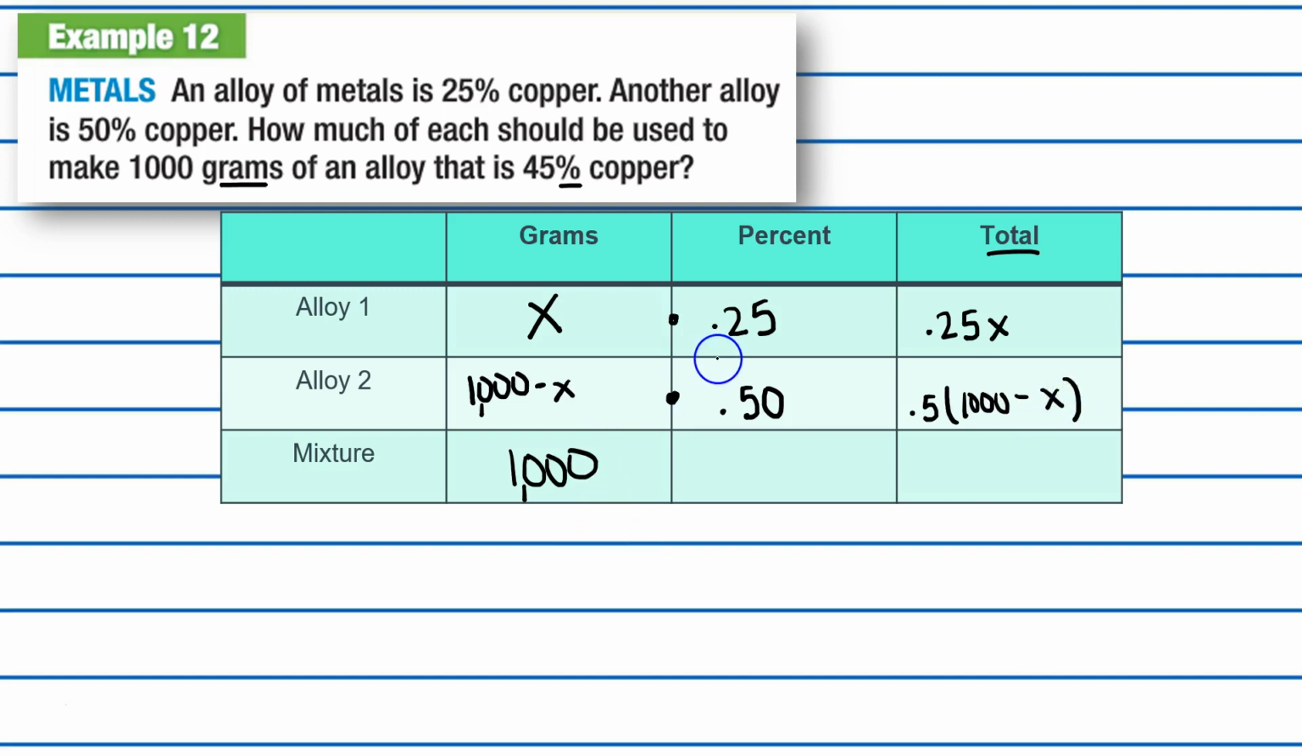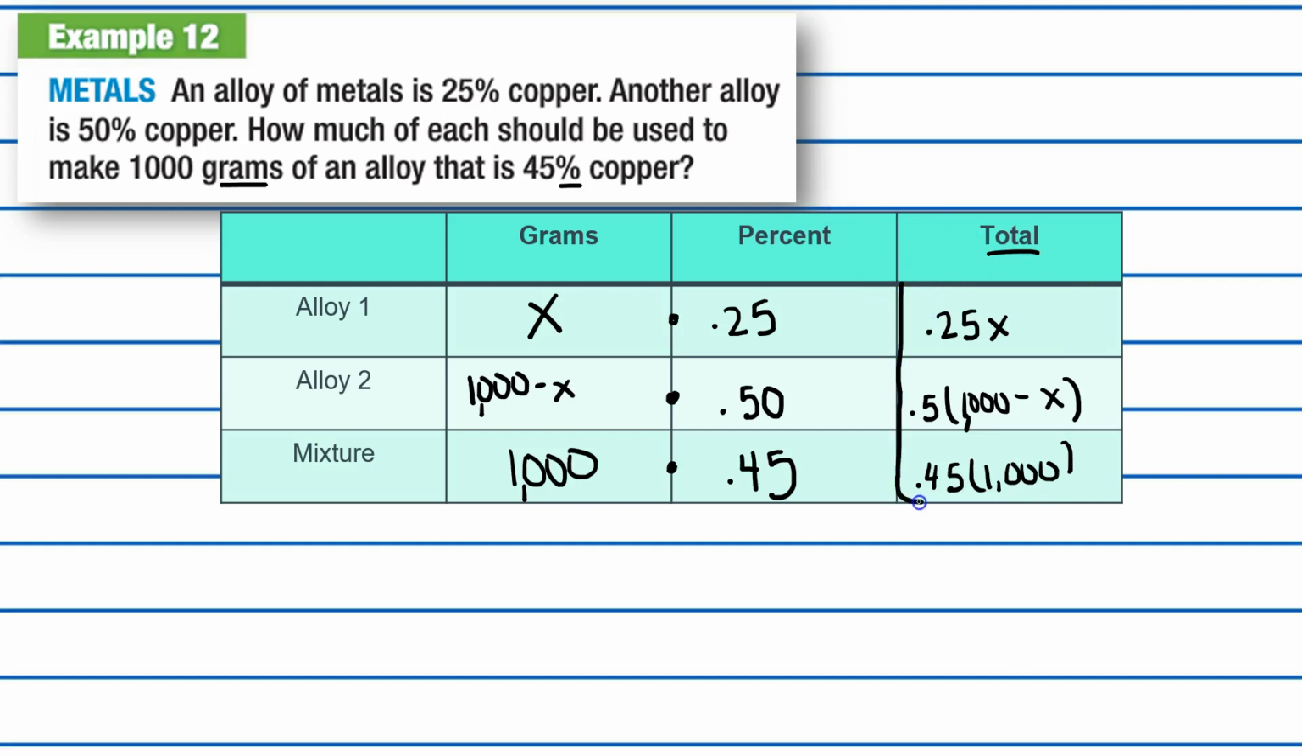Alright, so we have the grams all taken care of. Now let's finish up with the percents. It tells us we want a 45% copper mixture. So 0.45, because we have to change it to a decimal. And then this last total will be multiplied across as well. So 0.45 times 1,000.